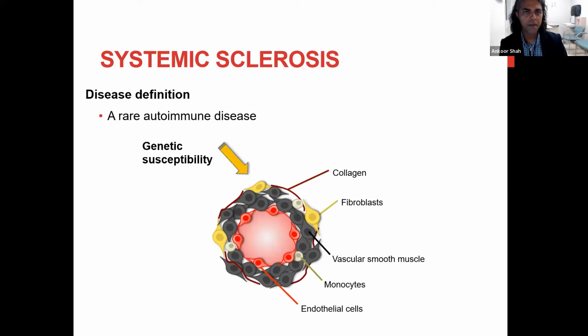The definition of systemic sclerosis is that it is a rare autoimmune disease. And I've put together this little schema to describe the pathogenesis very briefly. There is a genetic susceptibility to the disease, and that's still an area of research, and we don't know much about it. But it really affects the small vessels, and it's purely a microvascular disease where the key players are fibroblasts, collagen, vascular smooth muscle, and the endothelial cells of the blood vessels.